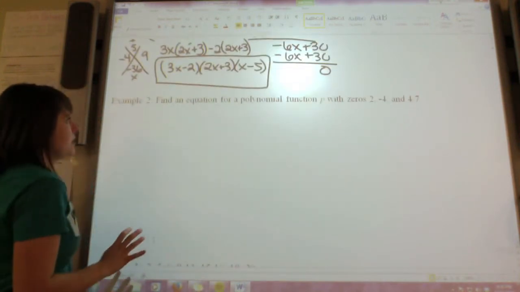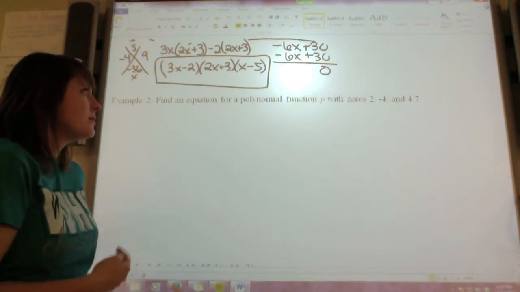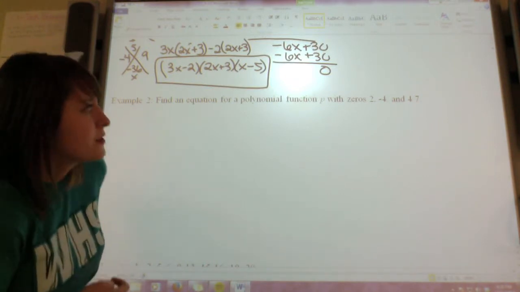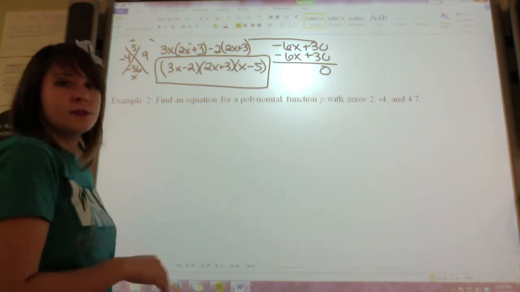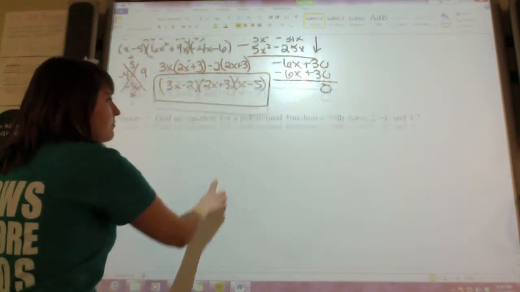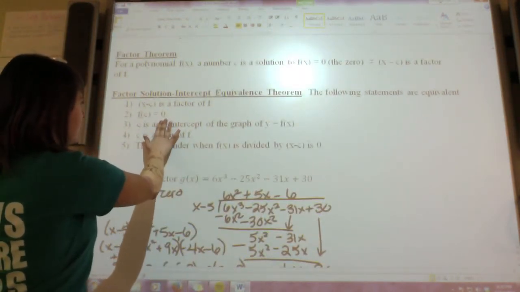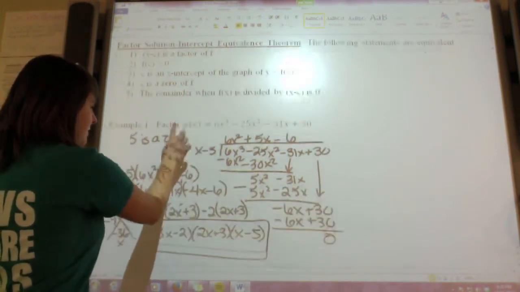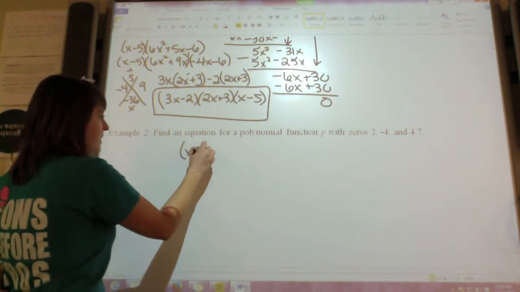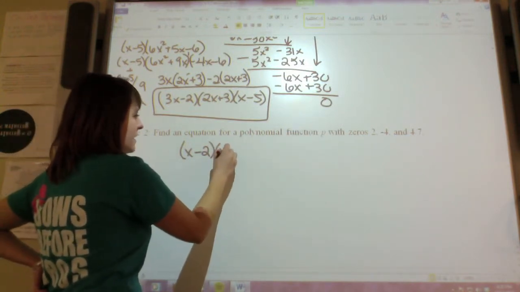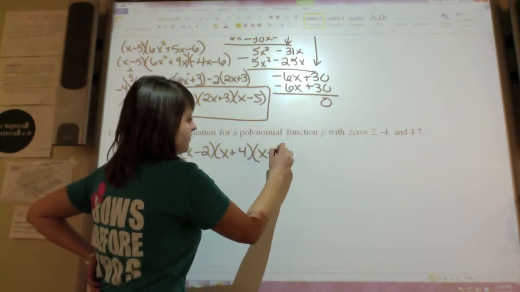Okay, the next question, I want to find an equation for a polynomial function p with zeros of 2, negative 4, and 4/7. Okay, so if I know that those are zeros of my function, I can write those as factors. So remember, it says that f of c is a 0. That means that x minus c is a factor. So I can write this as x minus 2. I can write this as x plus 4. And I can write this as x minus 4/7.